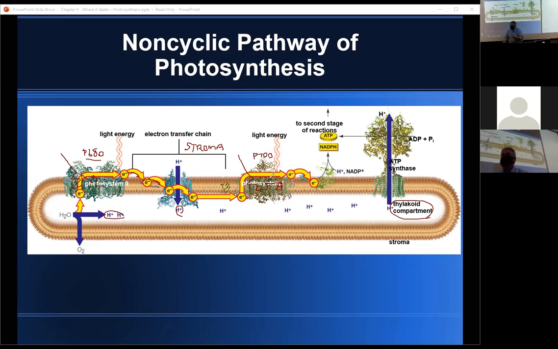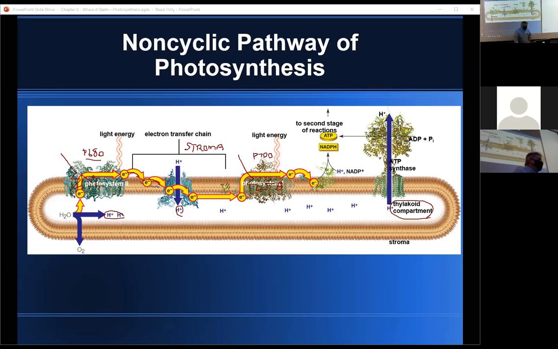Again, we need replacement electrons. This time, the electrons from the electron transport chain of photosystem 2 replace the 2 lost electrons from P700. Now, those 2 excited electrons are going to enter a shorter electron transport chain over here.